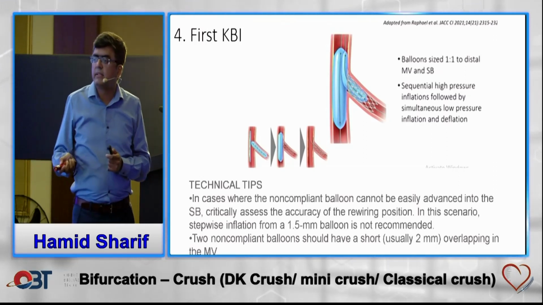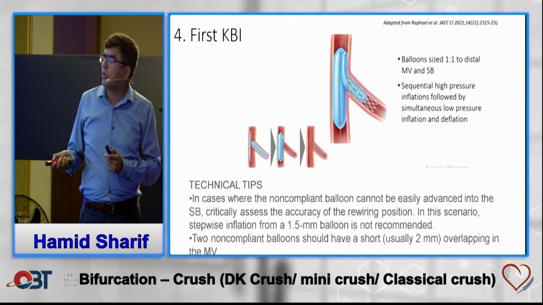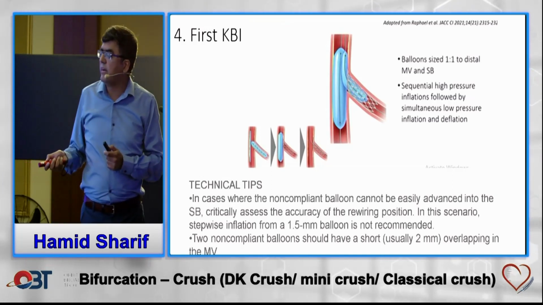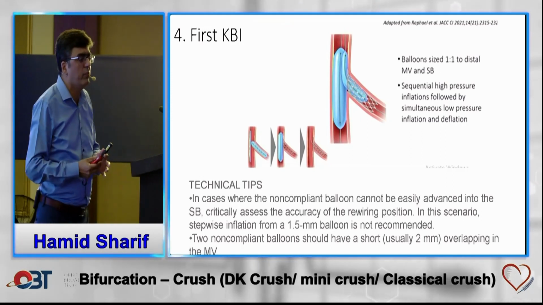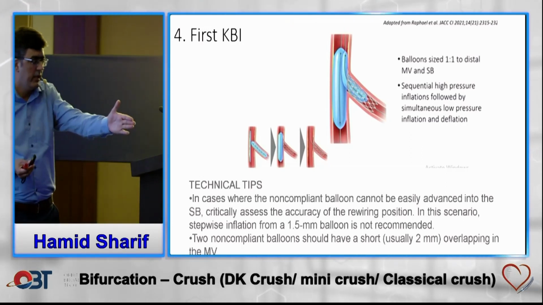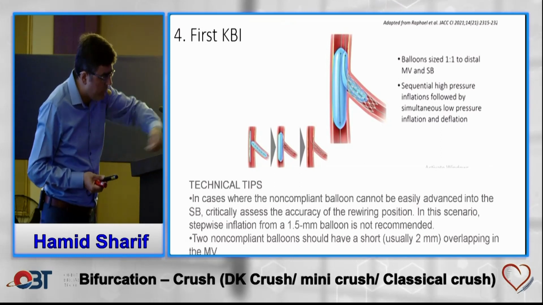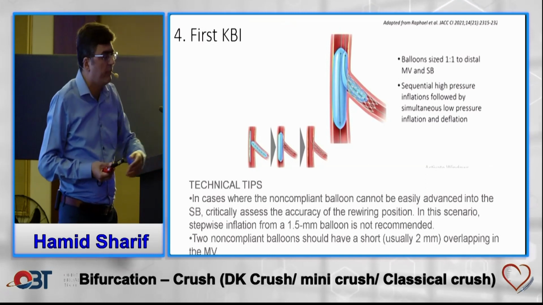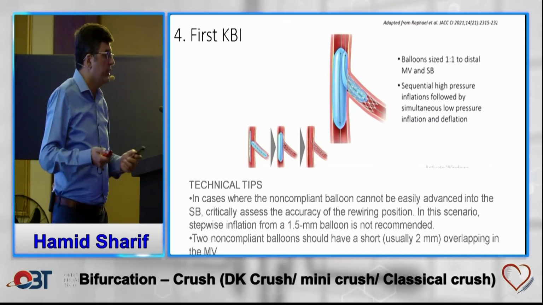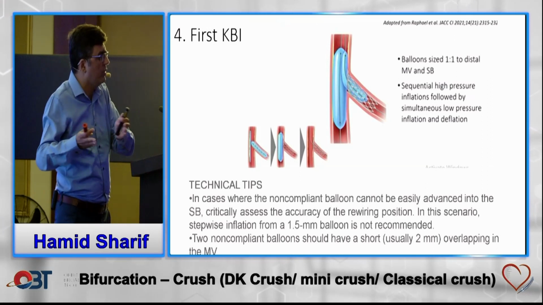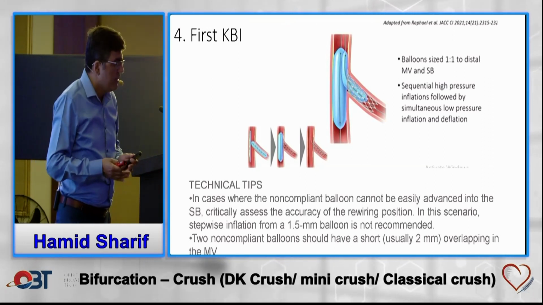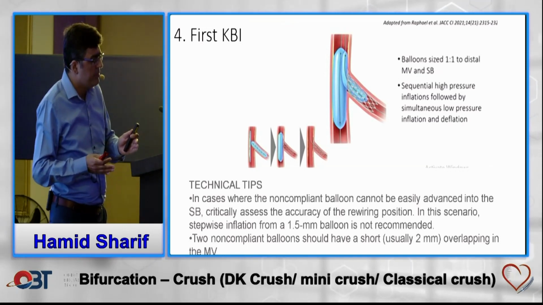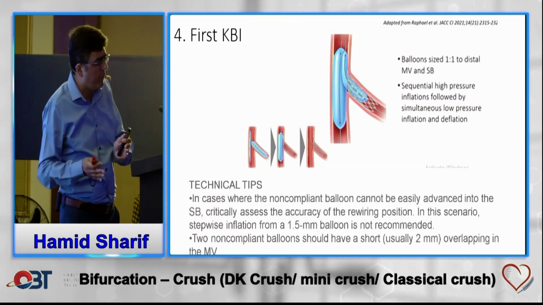So what are the technical tips? In cases where the non-compliant balloon cannot be easily advanced into the side branch, critically assess the accuracy of the rewiring position. That's very important. A lot of people, for example, if the wire is in the side branch and your balloon is not going, for example, you are taking a 2.75 NC balloon and it's not going into the side branch, a lot of people think that, well, we can take a 1.5 balloon, then slowly go up. Normally, it is not recommended. You make sure that your wire has gone properly, because if you had already crushed it properly, the balloon should go.